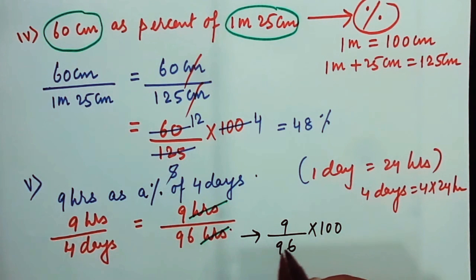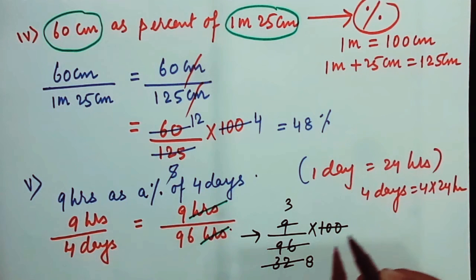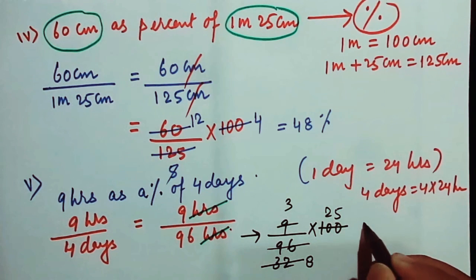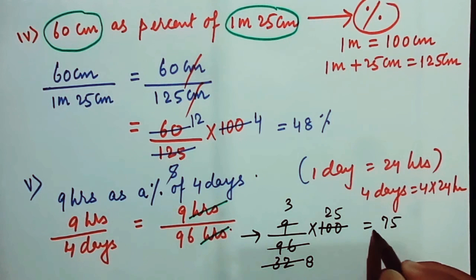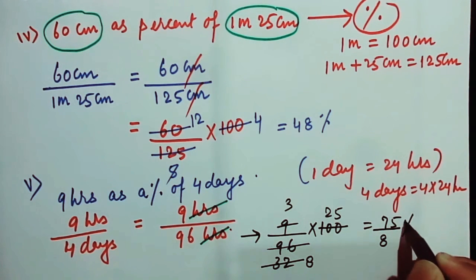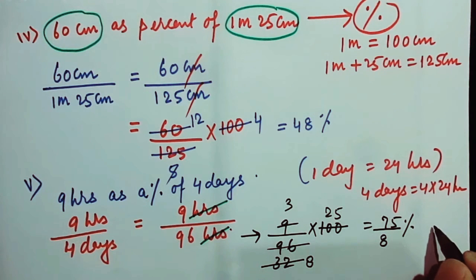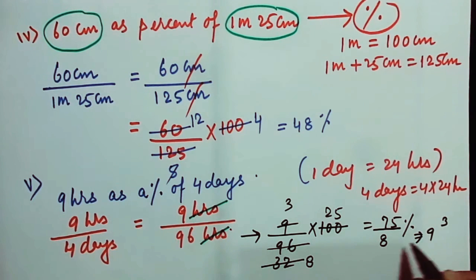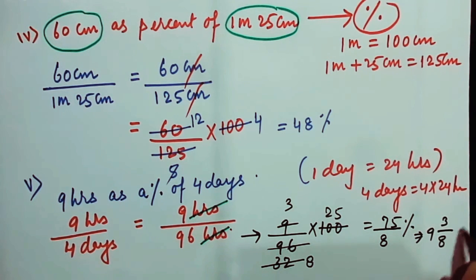Let's cancel it. So 4, how many times? Should I cancel this by 3? 3 times, 3 times, and 3 two times. Again 4 eight times, and 4, 25 times. So 25 threes are 75 by 8%. And finally you can convert this as 9 3 by 8. 9 3s are 72, 9 3 by 8 percentage. So it is as simple as anything.